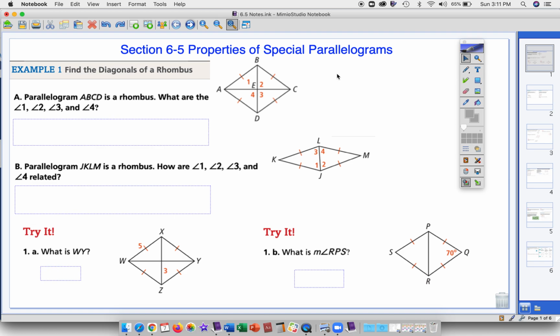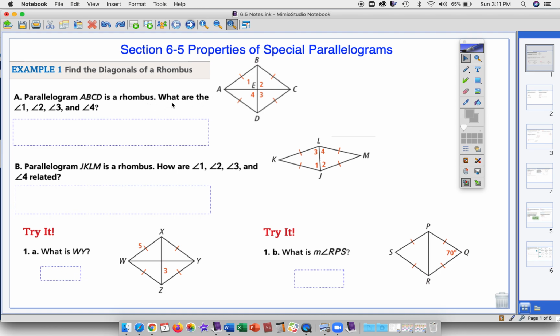Today we're going to look at the properties of special parallelograms, starting with the rhombus. A rhombus is a parallelogram with four congruent sides. So ABCD is a rhombus.